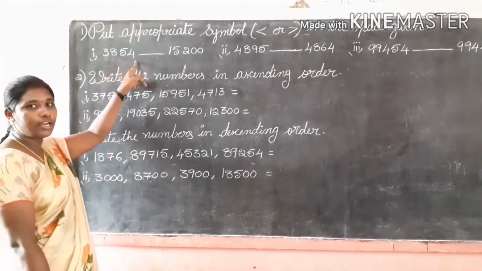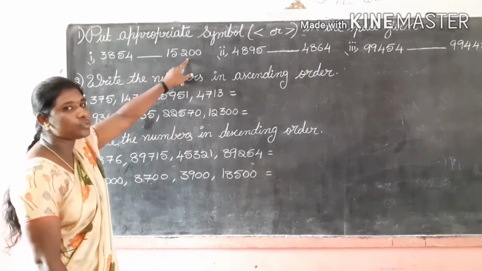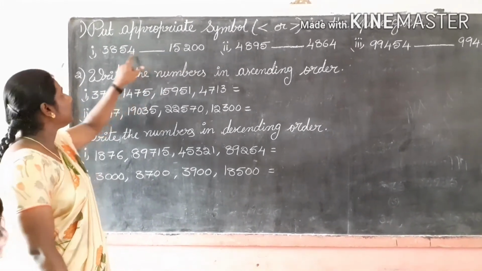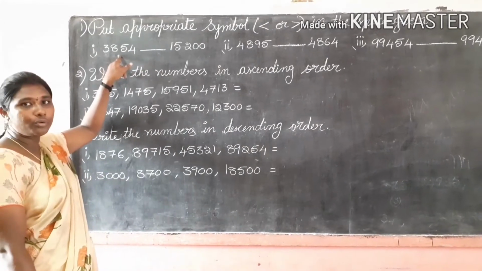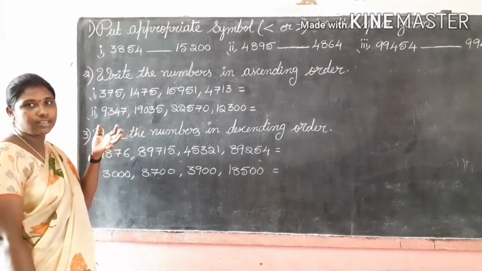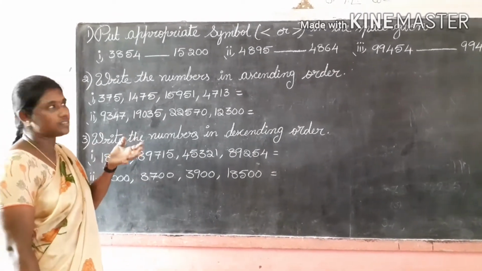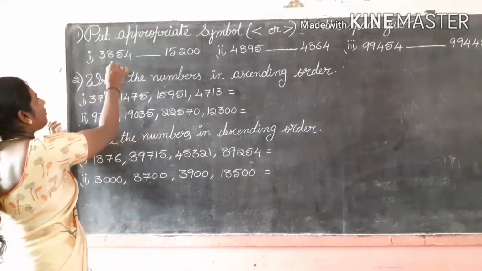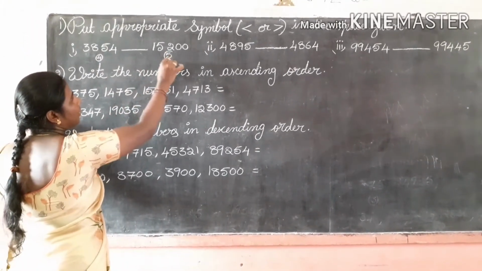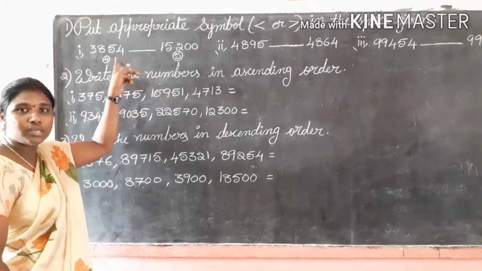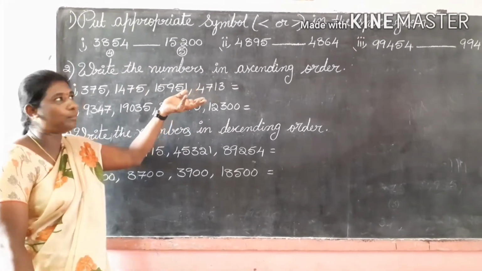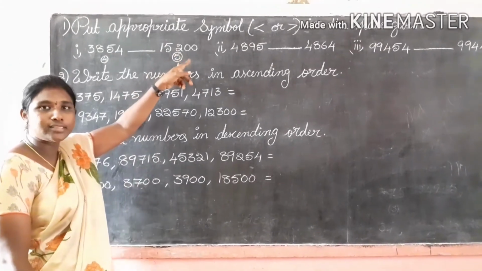Now the first one, 3,854 dash 15,200. In these two, which is the bigger number, we have to write. Before we find the bigger number, first we have to check the number of digits each number contains. Here the first number contains 4 digits. The second number contains 5 digits. Which number contains more digits? That is the bigger number. Now 15,200 is the bigger number.